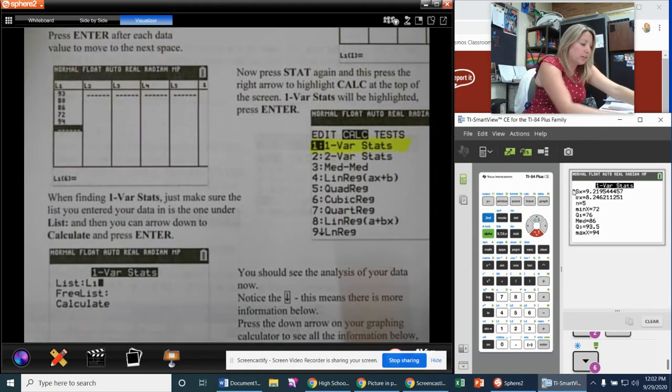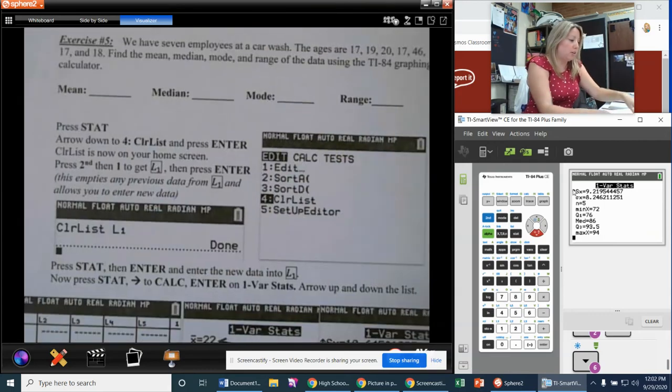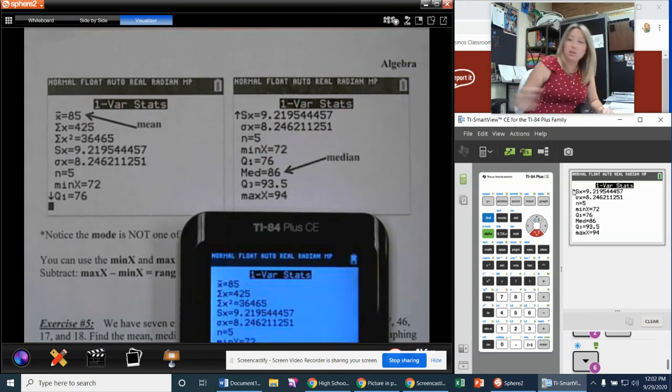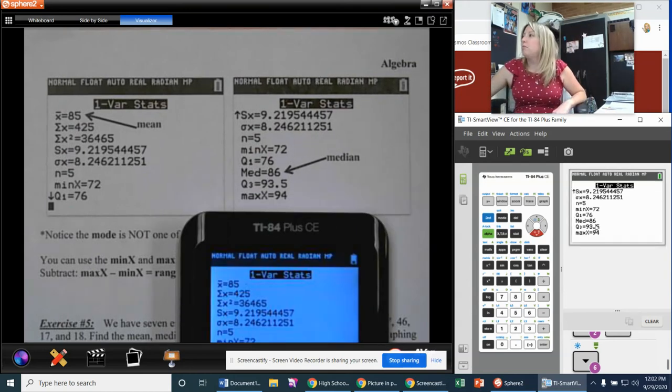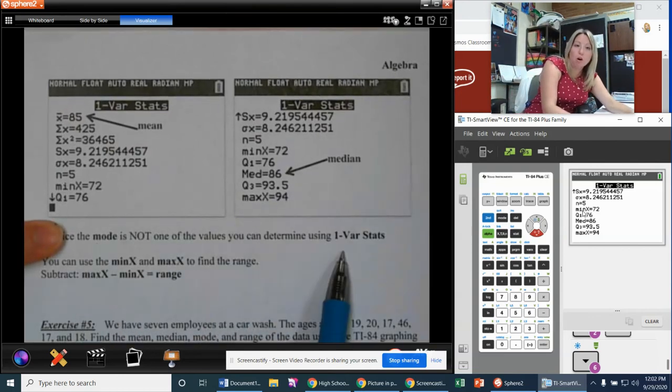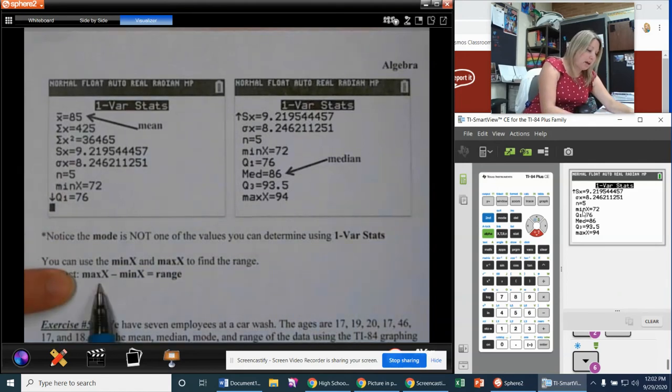Okay. Now, as far as calculator screen goes, I'm now up here. And I'm pointing out that that was the mean and that this down here is the median, Med. Now notice I also have the max and the min. So see, I can do the range really easily too. But notice the mode is not one of the values you can determine this way. The mode is just not there. All right, so that is a bummer. Everything else you can find this way. And again, max x minus min x is the range.